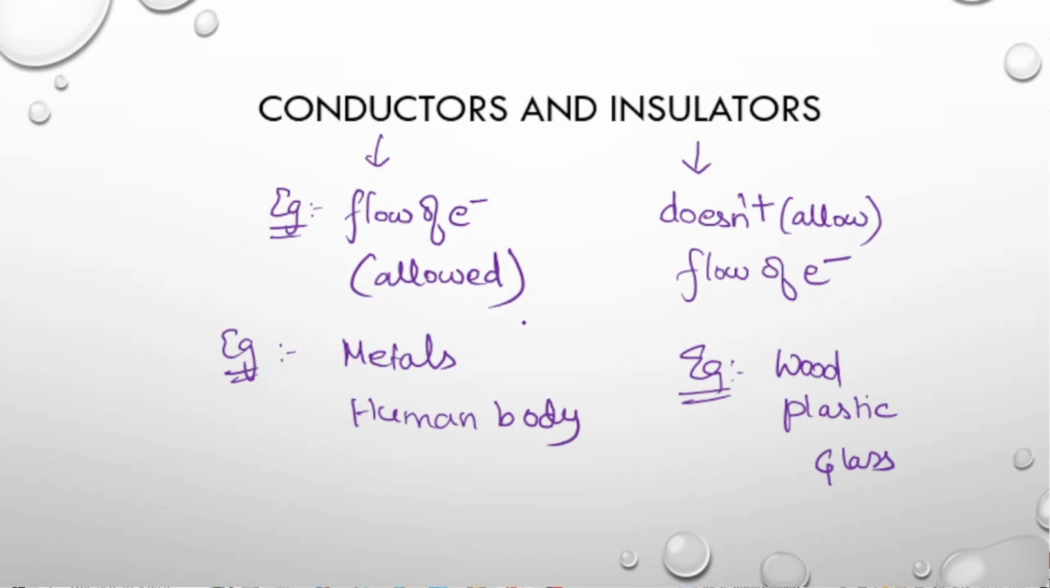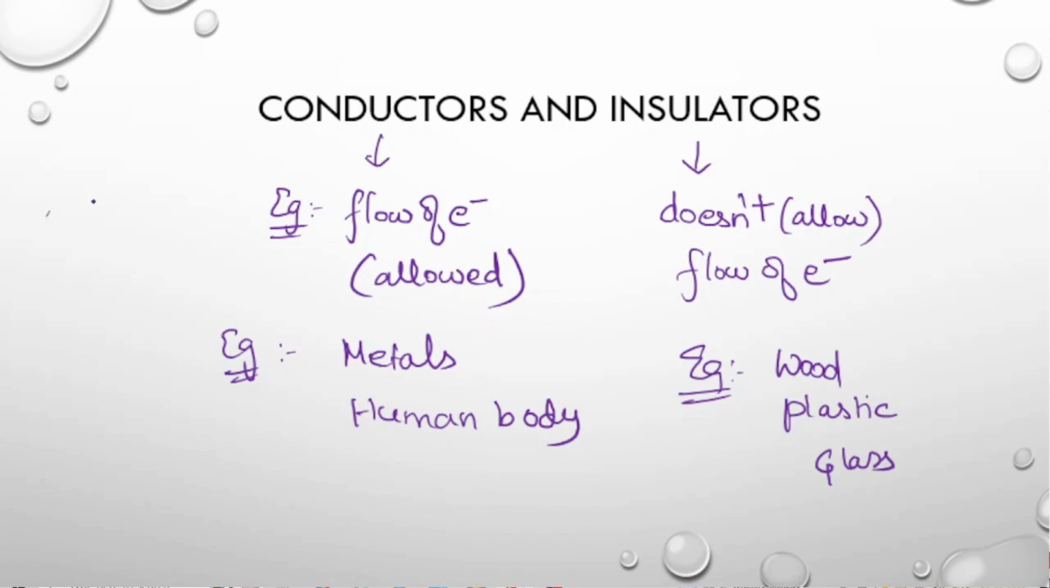So, if you want to easily remember what a conductor is, the conductor will say, come on, electron, you can pass through me. That means it will easily allow the electrons to pass through it from one point to another. It is willing to allow the electrons inside it. The insulator says, no, electron, I don't like you. Don't come near me. Don't pass through me. I will not allow you to pass without my permission, like glass. So that is the difference between conductors and insulators.